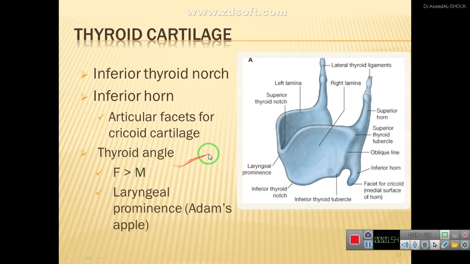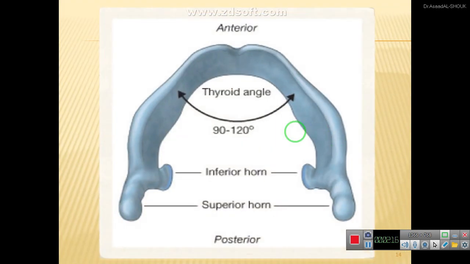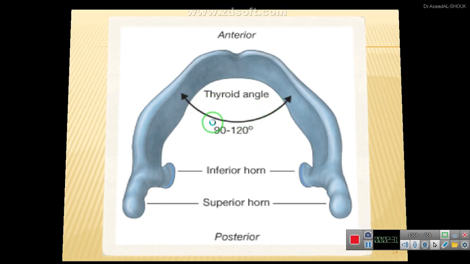About the thyroid angle, this angle differs from male to female. In female it is larger, while in male it is narrow, so that it's more prominent in male especially. Here you can see in this view, this is the thyroid angle. These are the two laminae, this one and this one, and here the inferior horn, and this one is the superior horn, and this is the angle between the two laminae.